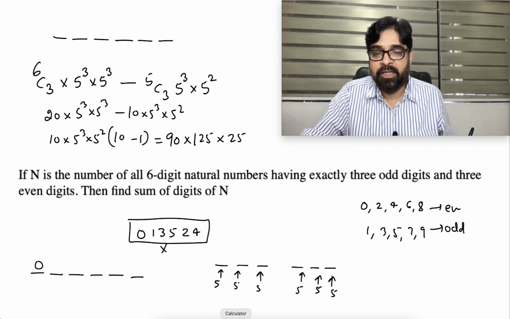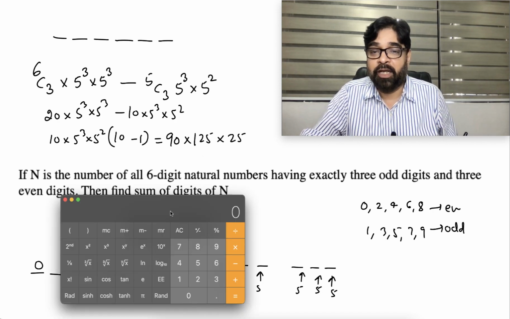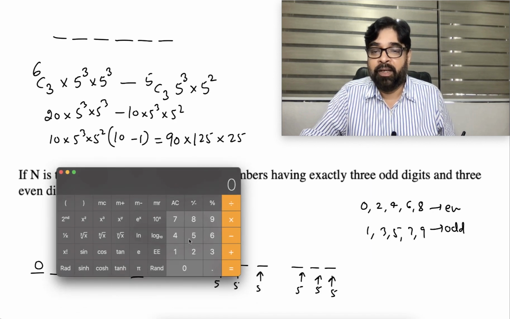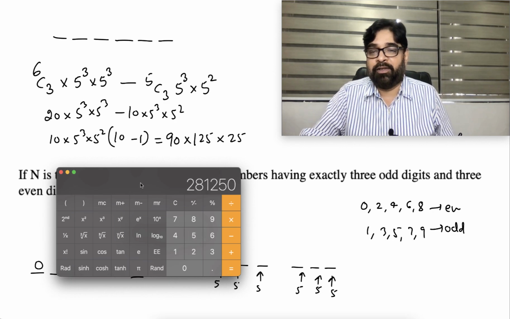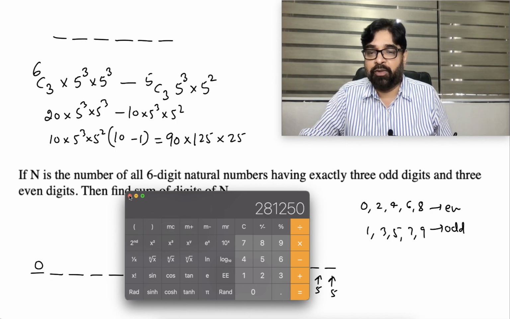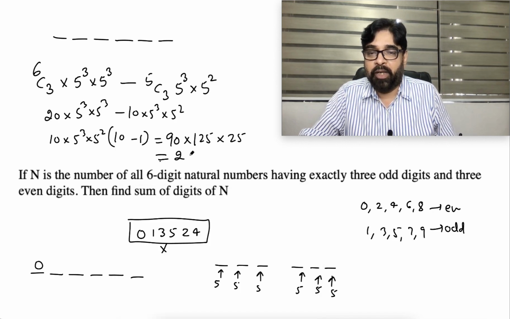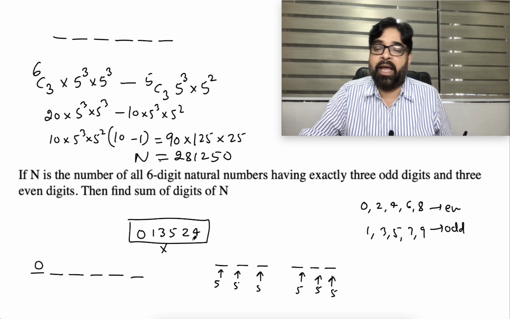Let's see how much this is. I will use a calculator, you don't have to use a calculator, you have to use your brain. Understand? 90 into 125 into 25 is 281250. This is your N.